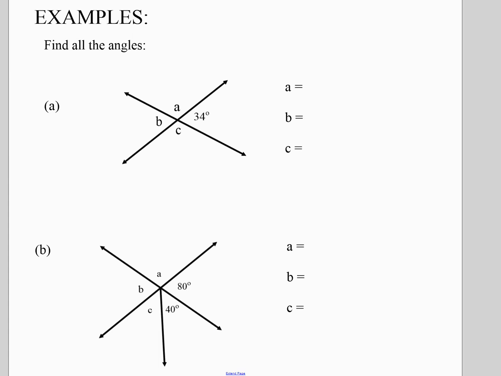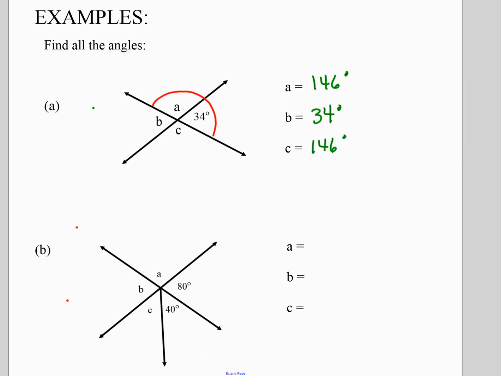So these angles here are called opposite angles. So if this one's 34, then B must also be 34. Then the other thing to look for is that these two form a straight line. And that means they must be supplementary. And so 180 minus 34 is 146 degrees. So A must be 146 degrees. And because A and C are opposite, C is also 146 degrees.